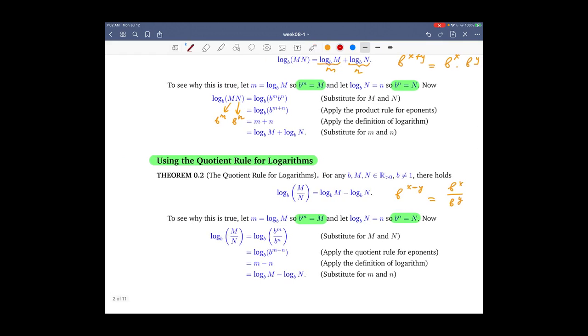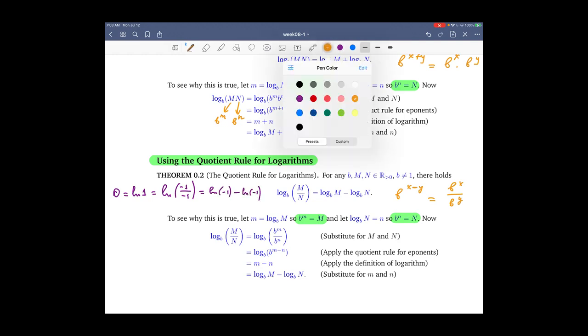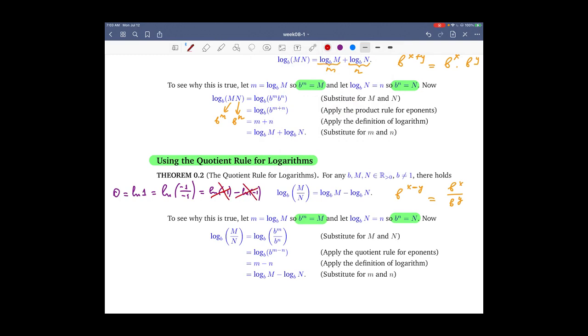Right? I can run the same argument as before. Natural log of 1 equals natural log of negative 1 by negative 1. And that is natural log of negative 1 minus natural log of negative 1. Well, neither term makes sense. So the mistake here occurred because I didn't check that my numbers capital M and capital N were positive, and they were not positive.